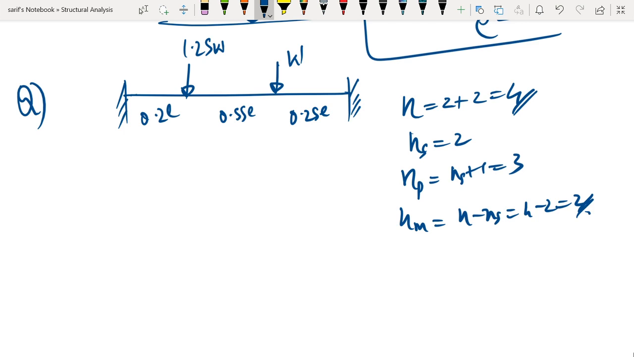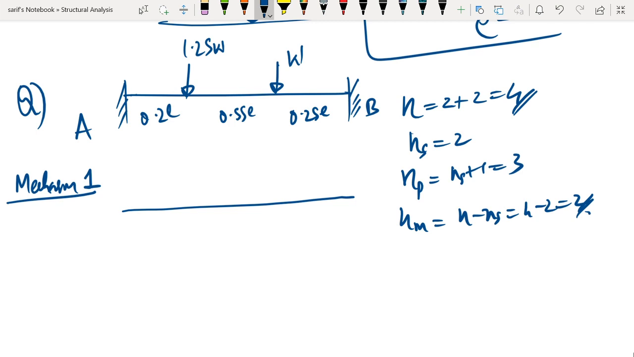So there are 2 possible plastic hinge mechanisms, and for each mechanism to be formed, a minimum of 3 hinges has to be formed. So let us try to see the first mechanism, mechanism 1. Let us say the plastic hinge is formed at both the support moments, and the third plastic hinge is formed below the load 1.25 W. So this is going to be mechanism number 1.